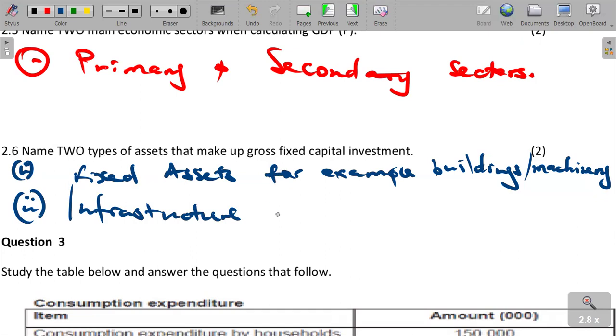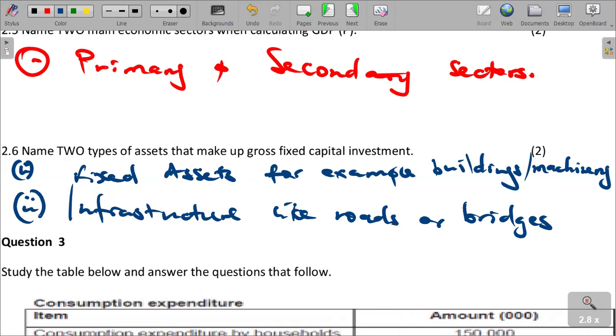Infrastructure can be roads or bridges. There are two assets that make up gross fixed capital investment. So we need to know these again. They are the two types of assets that make up gross fixed capital investment. You understand? So I want you to take note of this.